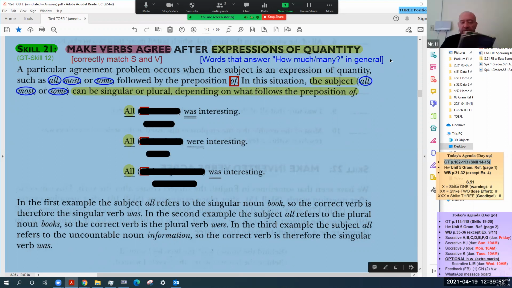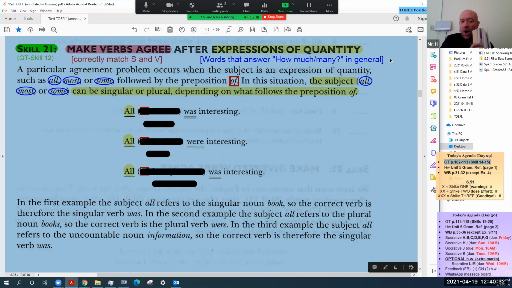Now, what is the subject? I'm going to tell you again. All of this book is boring. What's the subject? Books? Wrong. All. The first word, all, is the subject. Now, what about the verb? I said is boring. Why do I say is? Because it is singular. I'm talking about one book.